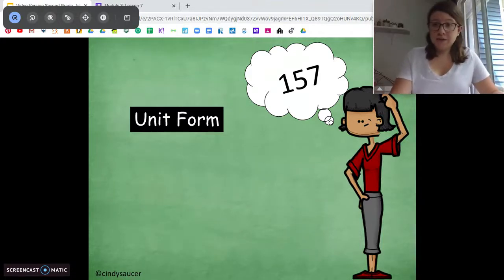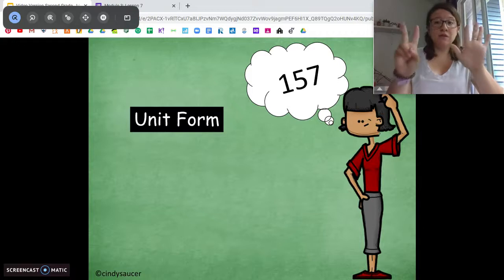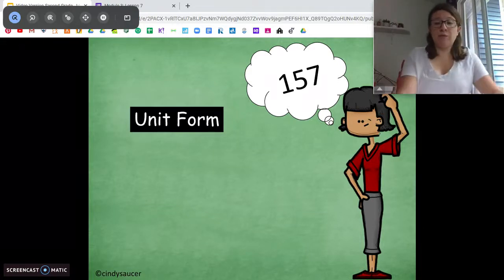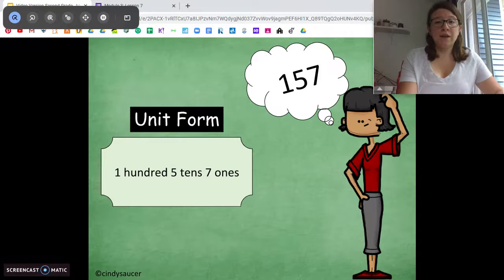Now, let's break it down into unit form. How many hundreds? How many tens? How many ones? Good. So let's say that in unit form. We'd say 1 hundred, 5 tens, 7 ones.